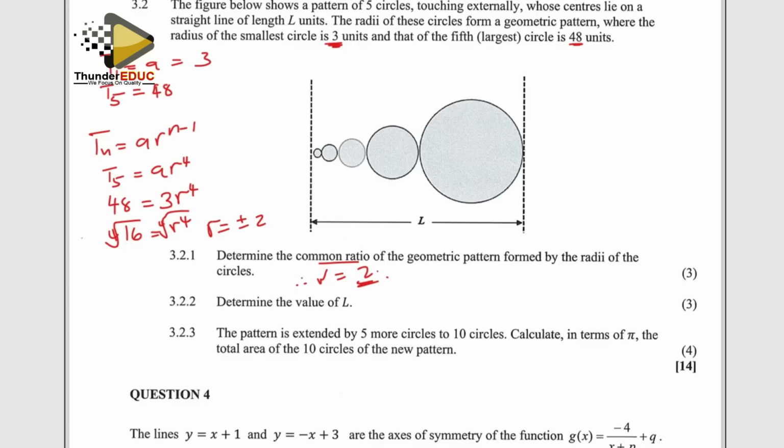Okay, then they want us to determine the length or the value of L. So L is more like the total distance. So what I can see is that we're not just focusing on the radii, but we're now looking at the diameters. So if I focus on the first diameter, which is going to be 6, the second diameter is expected to be a 12, and then the next diameter is supposed to be a 24. Okay, so we're still maintaining the common ratio of 2.